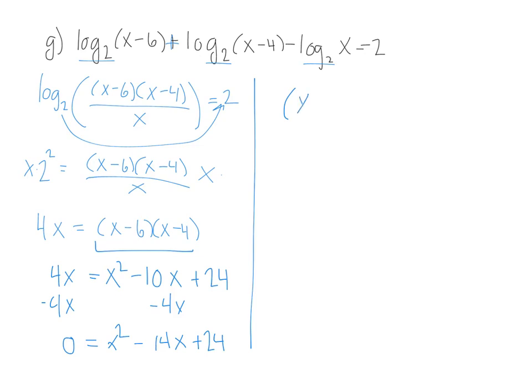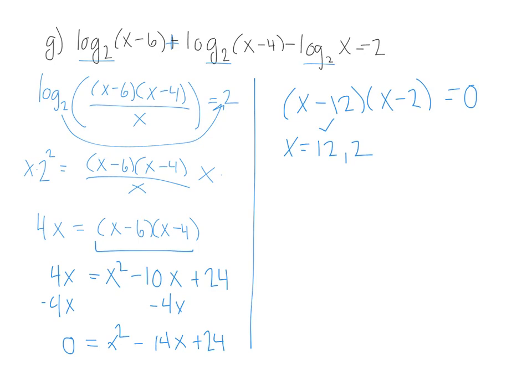So we've got (x minus 12) times (x minus 2) equals 0. So that means that x will be 12 and 2. Alright, so those are our possible solutions. We just need to make sure that they work in the domain. So if I plug 12 in, 12 minus 6 is positive, 12 minus 4 is positive, and just 12 is positive. So the 12 checks out.